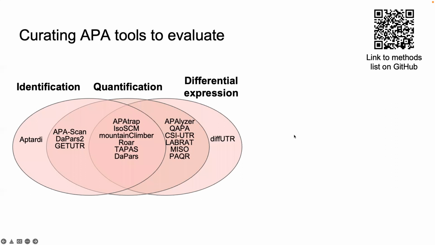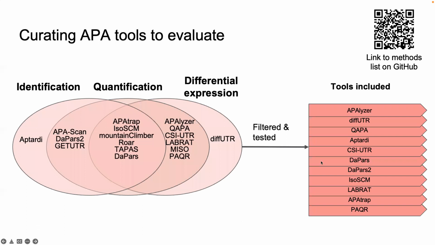Now, since we have our framework, the next step is to curate all APA tools to be tested and included in our framework for benchmarking. We found 17 published tools that perform 3 tasks of identification, quantification of APA sites, and calculation of APA site differential expression, and any combination of these. After testing, we were left with 11 tools that we included in our framework.